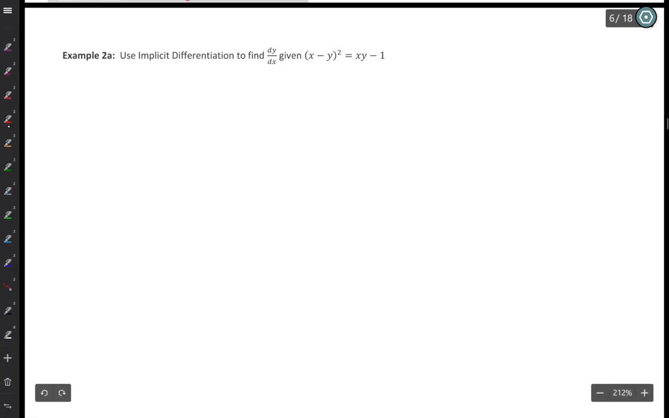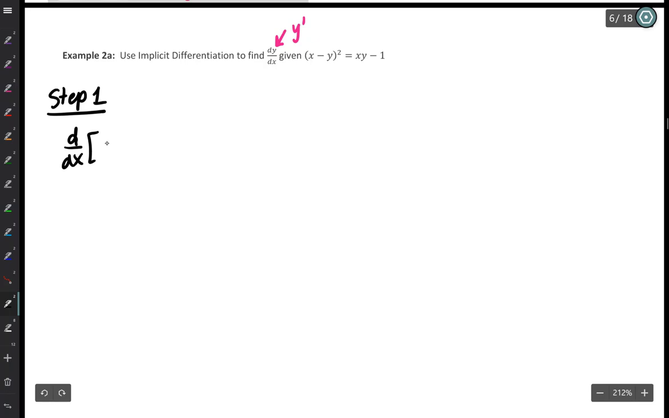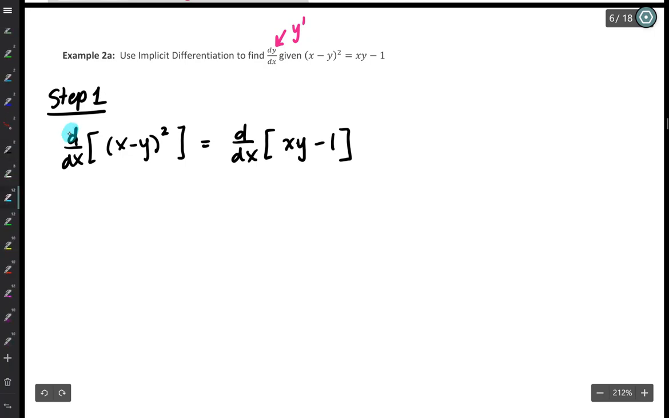All right, so we are going to use implicit differentiation to find dy dx, to find y prime. Step 1 is to take the derivative of both sides with respect to x. Derivative of the left-hand side is equal to the derivative of the right-hand side. Okay, now to take these derivatives, you want to look at how those functions are put together.